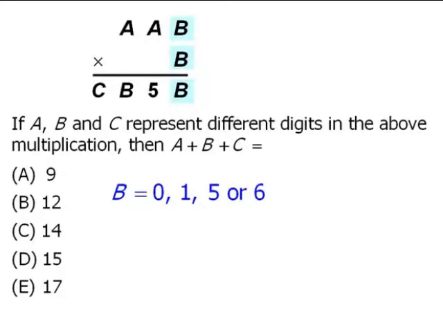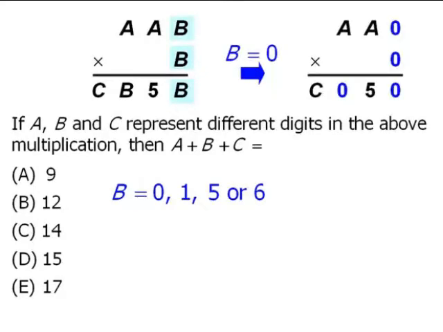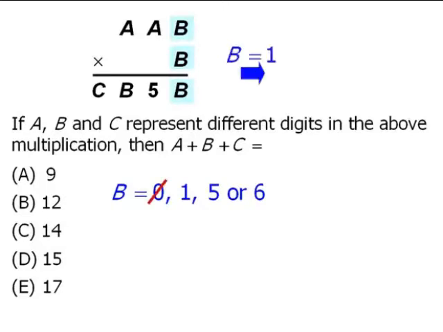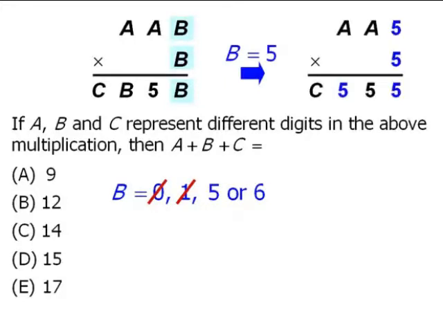Let's try each value. What about b equals 0? Well, we can see right away that b cannot equal 0, since our product would have to equal 0, which it doesn't. So we'll eliminate that. What about b equals 1? Well, we can see if b equaled 1, our product would have to be a 3-digit number, which it isn't. So we'll eliminate that.